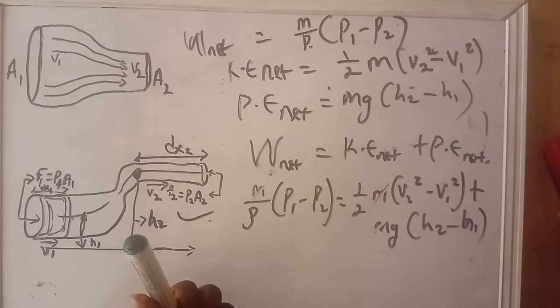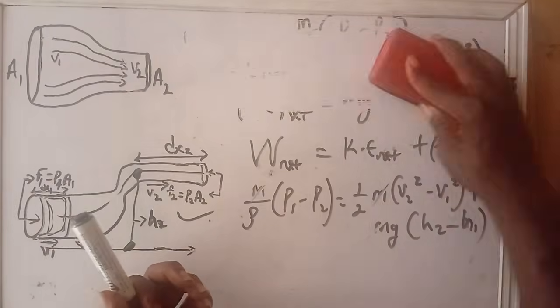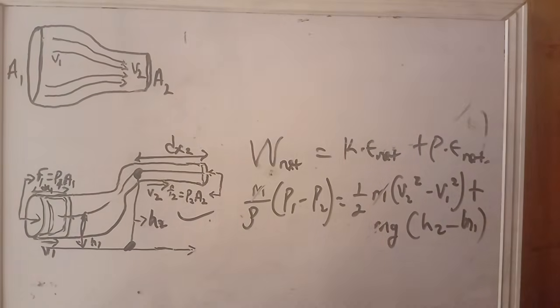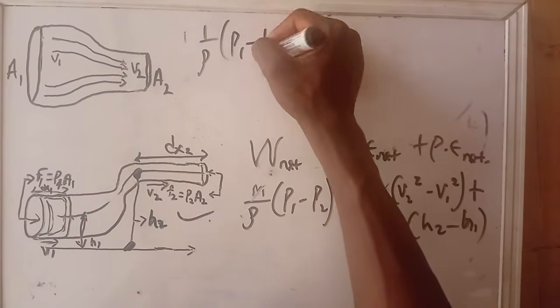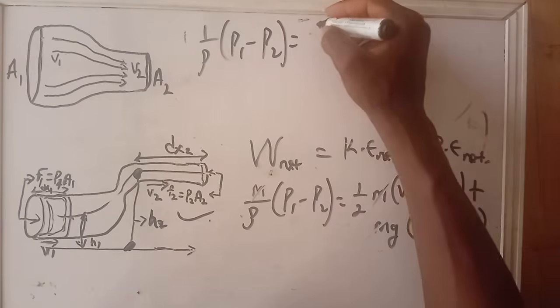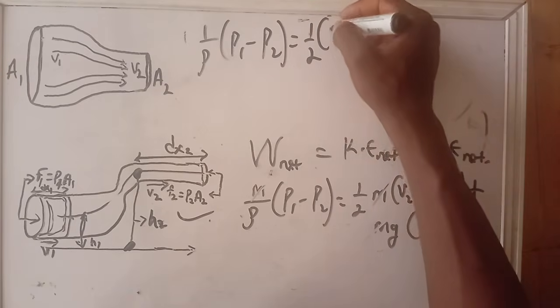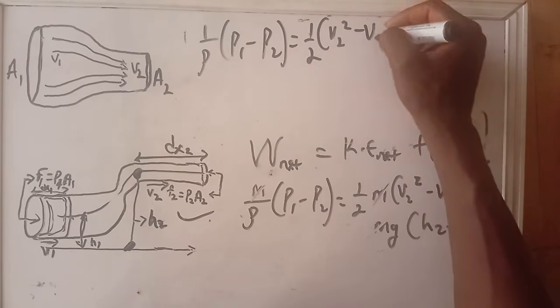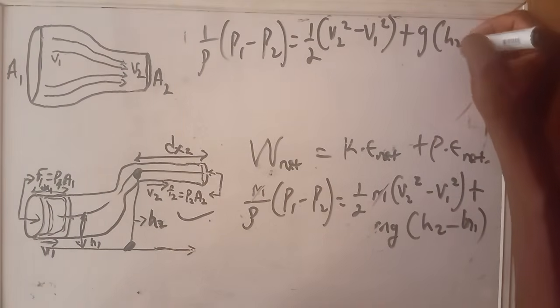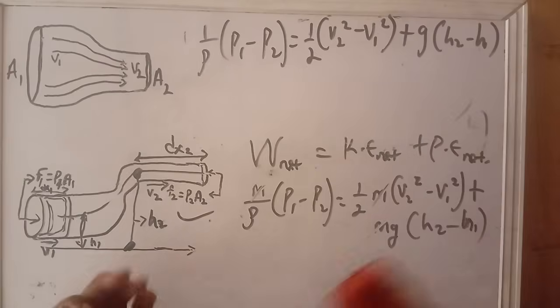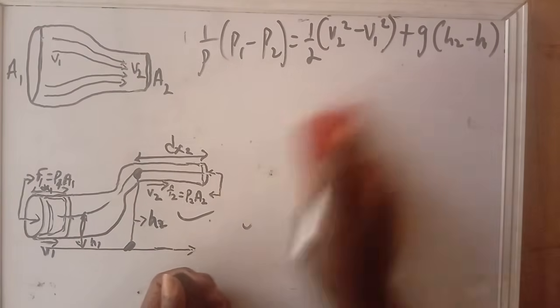So what do we have left? We have 1 over density into P1 minus P2 equals 1 over 2 into V2 square minus V1 square, plus g into H2 minus H1. Are we together? So this is what we have now.